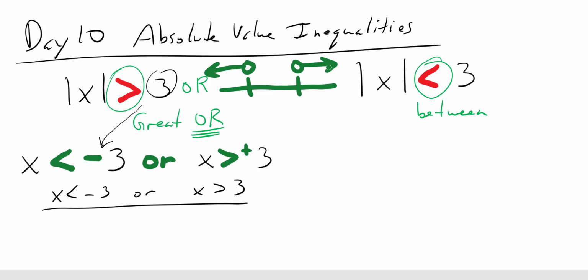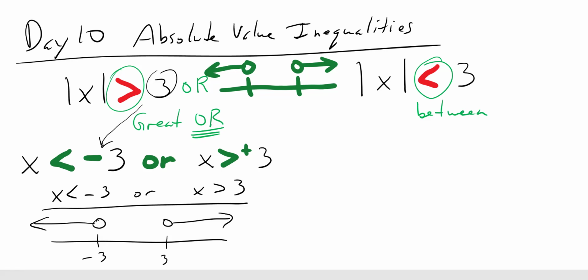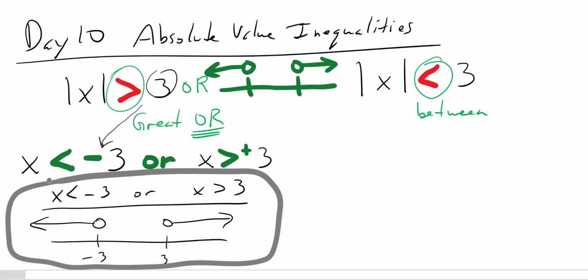So let's write the answer to this one. I'm going to draw a number line, put negative 3 and positive 3, and draw the arrows. And that's my answer. That is my answer to this problem.